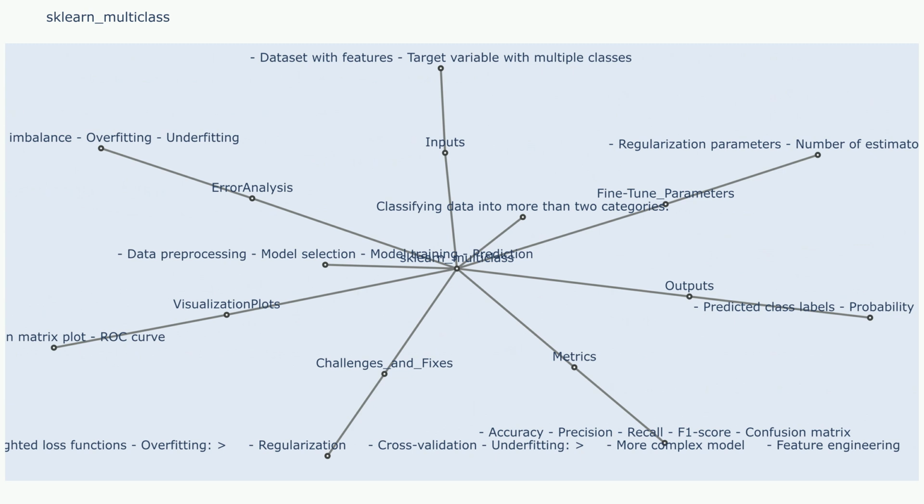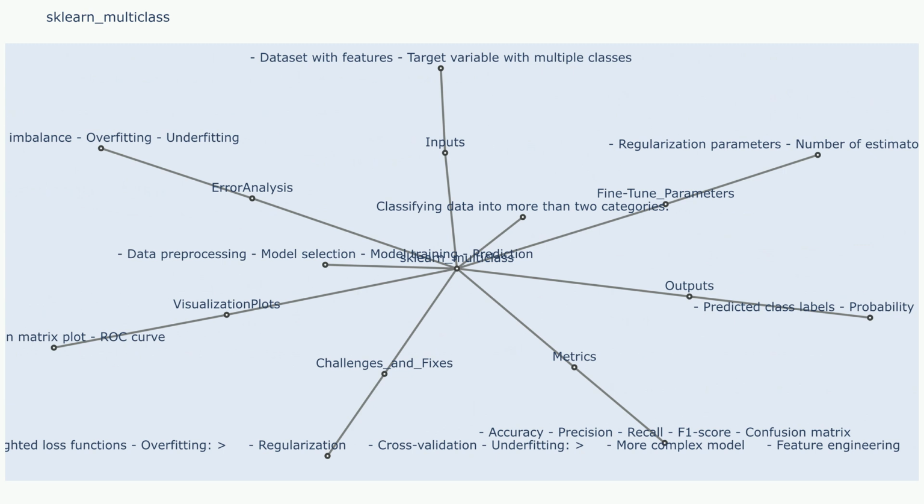Confusion matrix: this visualizes the performance of a classification model by showing the number of true positives, true negatives, false positives, and false negatives for each class. It helps to understand the model's strengths and weaknesses in classifying different classes.